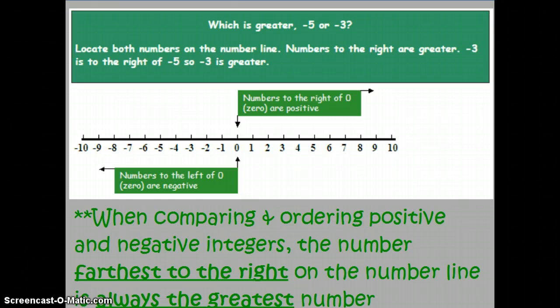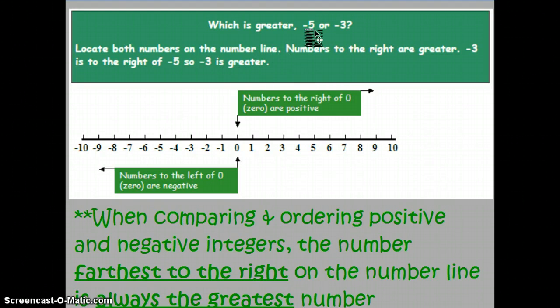Okay, so let's look at this number line. Number lines are a great tool when we're talking about integers. So on this one it says, which is greater, -5 or -3? Well, here is 0. And remember, numbers to the right side of the 0 are going to be positive, and numbers to the left side of the 0 are going to be negative. So here we've got our set of positive integers, and here we've got our negative integers.